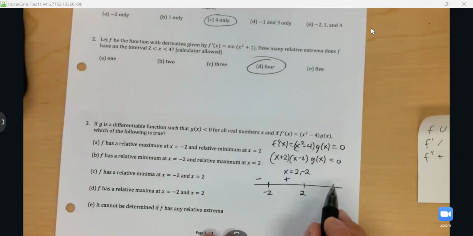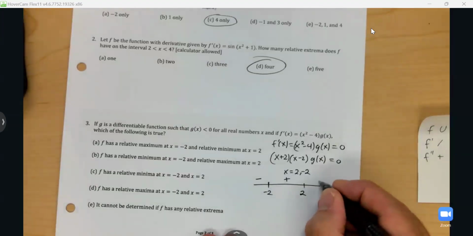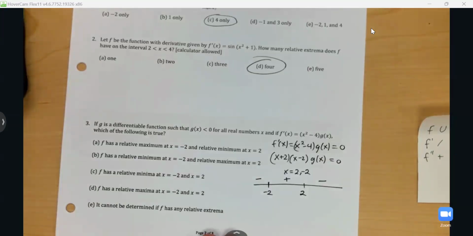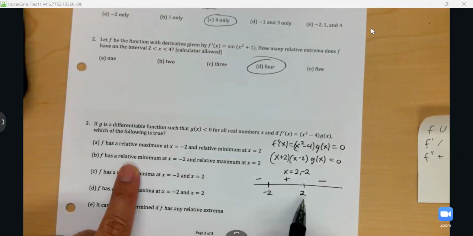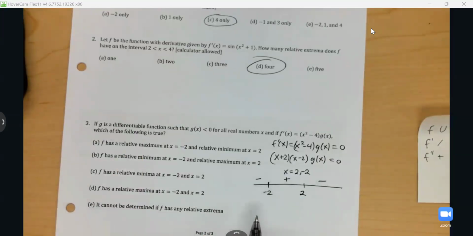Numbers bigger than 2, that's going to be positive, positive, negative. So overall, this would be negative. Okay. So what that tells me is that at x equals -2, f of x is going to have a local min. And at x equals 2, f of x will have a local max, since f prime changes from minus to plus and plus to negative, respectively. Right. So that would be B.